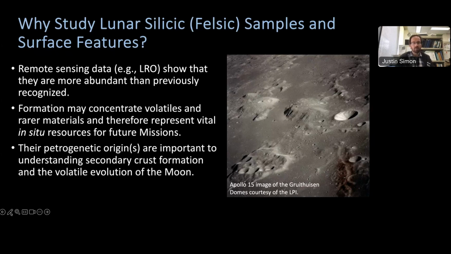Like I mentioned, this is a talk about not just the felsic magmas, but also volatiles, and I'll get to this theme a couple of times. The formation of felsic rocks can concentrate volatiles and other rare materials, and therefore, for our 11th floor look, these types of rocks may represent a vital in situ resource for future missions. And then finally, their petrogenetic origins are important for understanding the secondary crust formation and, of course, the volatile evolution of the moon.